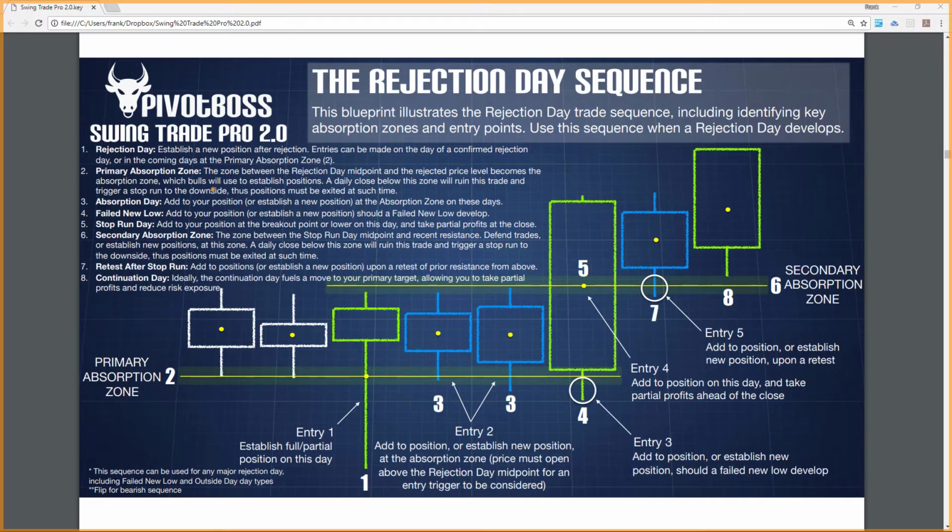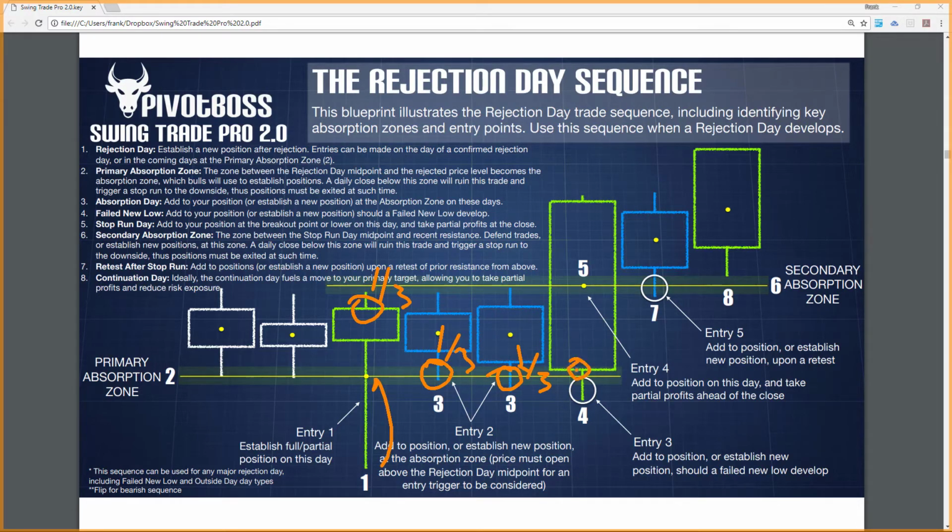And now bulls will use this area to defend and execute positions over the course of the next several days. A daily close below this zone will ruin this trade and trigger a stop run to the downside, and thus positions must be exited at such time. So say I was long here, I got in here, say I got in here as well, and even here. You know, I did a third entry here, I did a third entry here, and I did my last third here, and now I'm fully positioned.